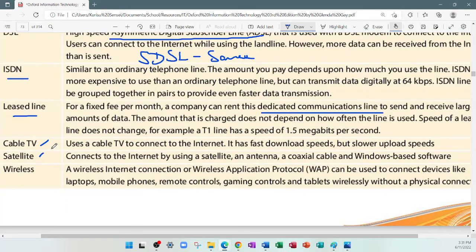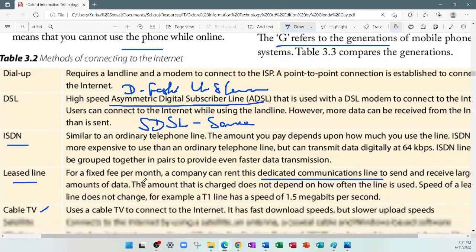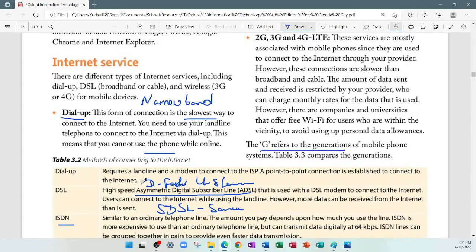Then we have cable, satellite, and wireless. As I mentioned already, wireless, a wireless internet connection or a wireless application protocol. I thought I mentioned wireless access points. Right? I guess it also has another meaning there. Alright.